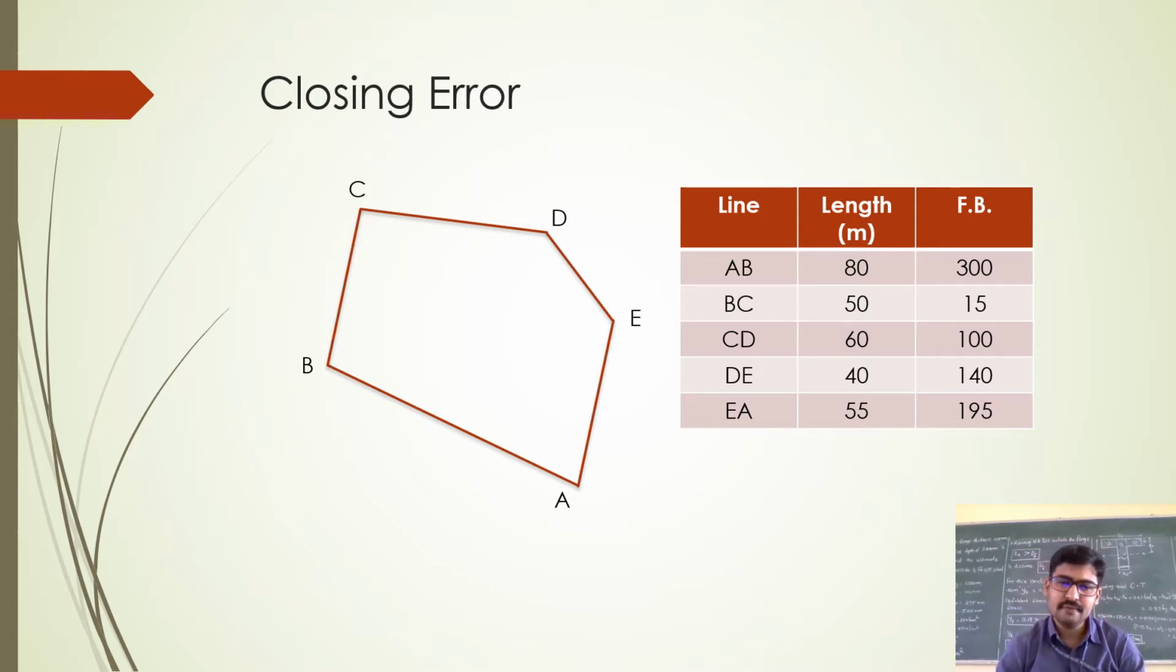Now when we have 5 different points lying on the ground, we will first measure the length of all the lines: AB, BC, CD, DE, then EA. If you look at the table, you have the length of all the lines. AB is 80 meter, BC is 50, CD is 60, DE is 40 and EA is 55. So this is just an example, okay? They have nothing to do with any sort of problem.